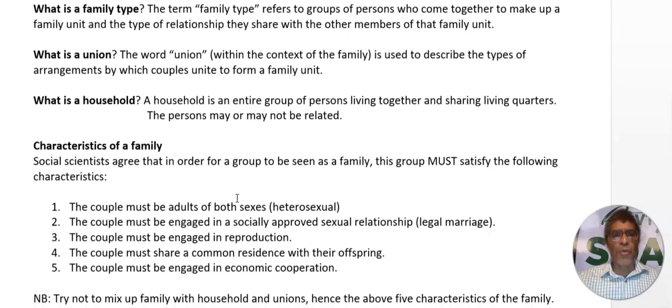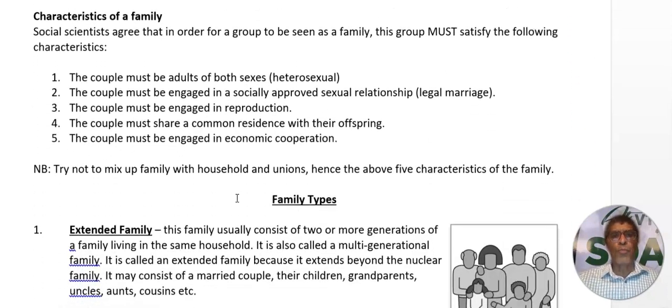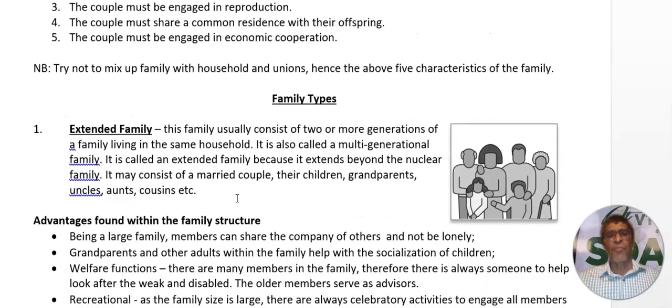So one example of a family type would be the extended family. Now, based on the time that I'm seeing here, we're going to have to do follow-up videos to this presentation. We're going to end up doing about three presentations to look at various types. But let's continue. Family type, extended family.